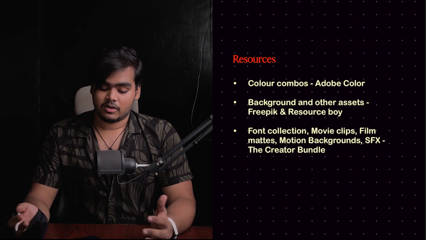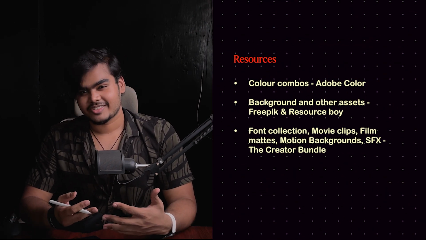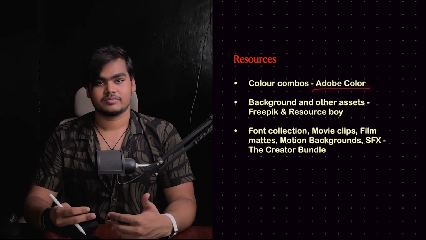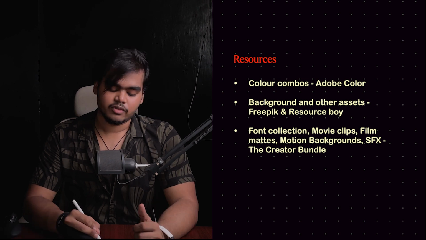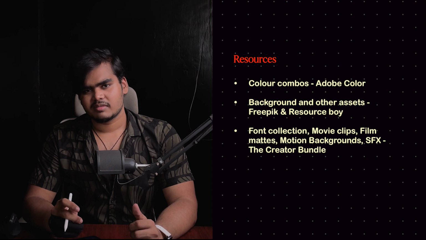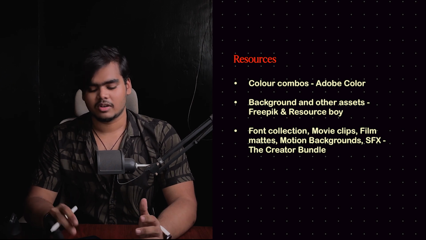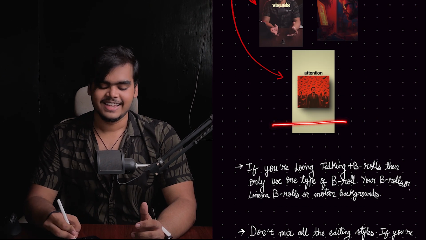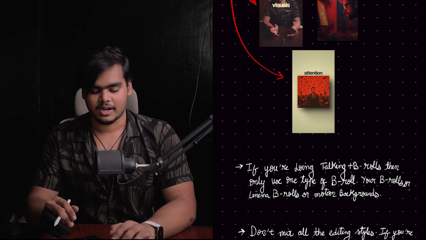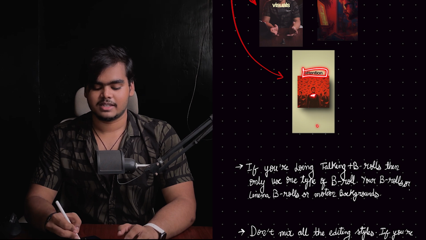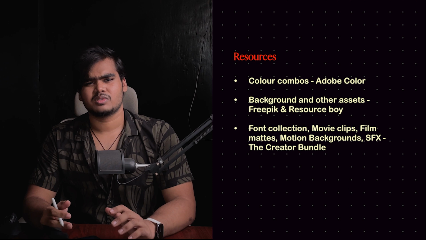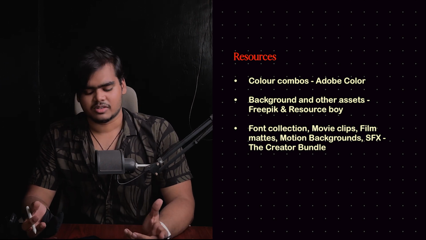If you are looking for more color combos, you are not satisfied with the color combos that I've showed you, then you can go to Adobe Color. You can find like infinite color combos there. And for backgrounds and other assets, you can use FreePic or Resource Boy. So these are some of the websites that I sometimes use, because in this editing style, most of the things that you see here are created by me. So most of the things will not be available online except for the font. Even the images and the backgrounds are created by me. But still, I use FreePic and Resource Boy sometimes to get some resources.